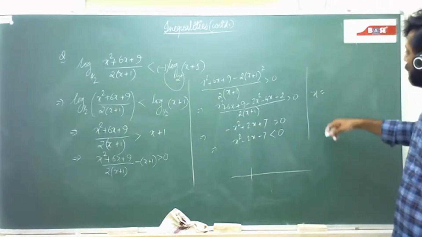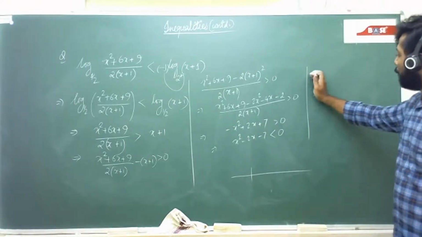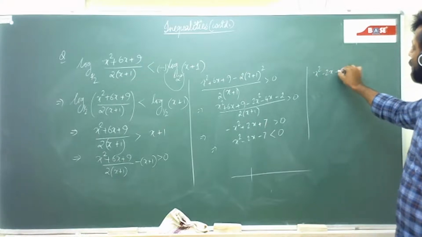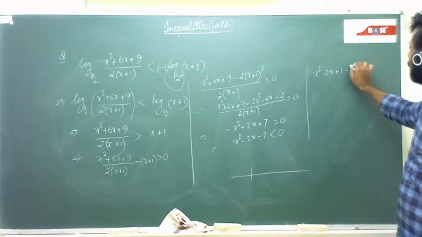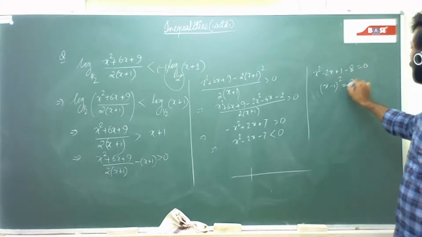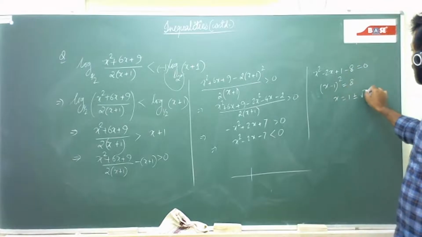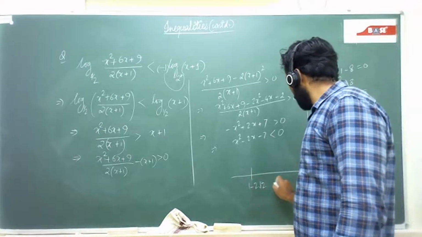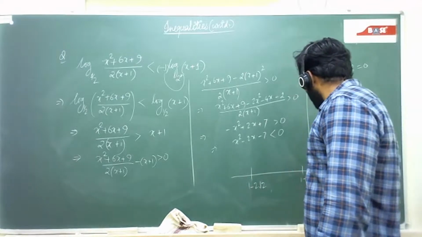It's not factorizable here. So you can apply the quadratic formula, or we can go with making it a perfect square, anything you wish. Minus 8 equals to 0. So x minus 1 whole square equals to 8. So x equals to 1 plus minus 2 root 2. So that is 1 minus 2 root 2, and that is 1 plus 2 root 2.